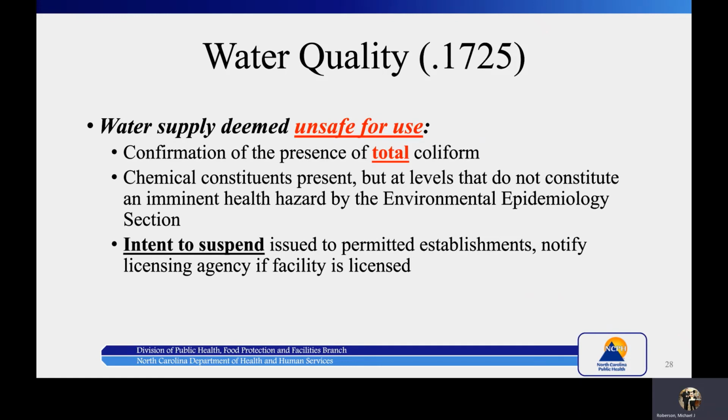So either one of those two cases, we're going to issue an intent to suspend. We're going to notify our licensing agency if the facility is licensed. So again, DHSR or Division of Child Development, anything like that, we're going to make sure that we are notifying them if we have an unsafe source.